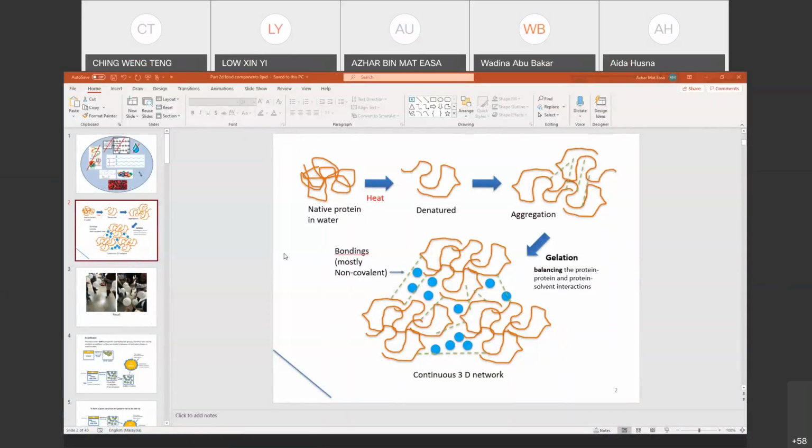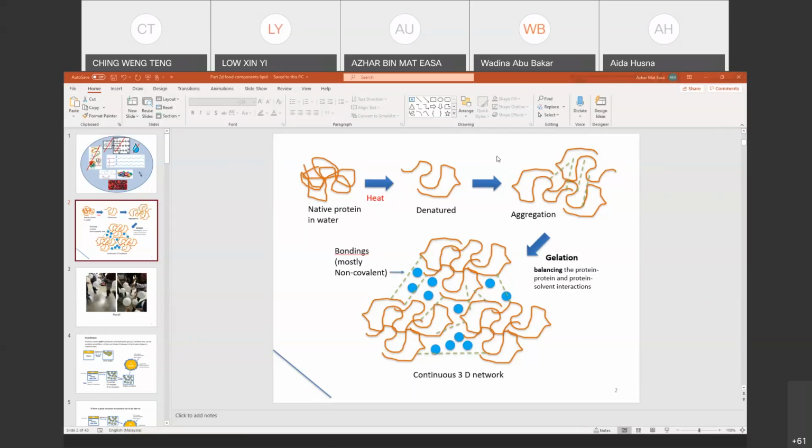All right, so just to continue from last week, just to be clear on the gelation. Hopefully you already understand the meaning of denaturation, the difference between native protein and denatured protein, and we use heat as a way to denature protein. After the protein has been denatured, the protein molecules aggregate, they come close together, and by coming together, they can form all kinds of bonds between them.